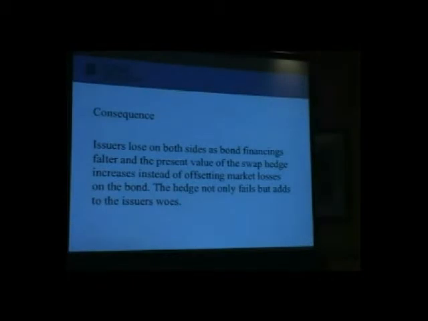So the consequence is that issuers can lose, and have lost, on both sides as the bond financings falter and the present value of the swap hedge increases instead of offsetting market losses on the bond. The swap not only fails to do what it's supposed to do, but it actually adds to the issuer's woes. Next slide, please. So the conclusion is that a traditional fixed rate issue or a traditional floating rate issue avoids all of these consequences.